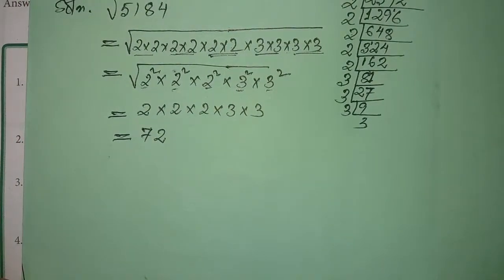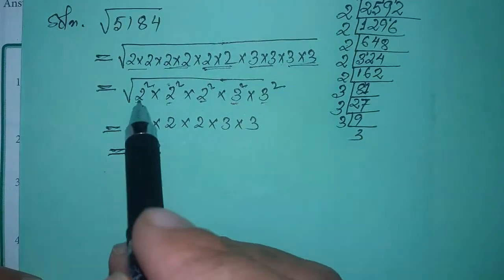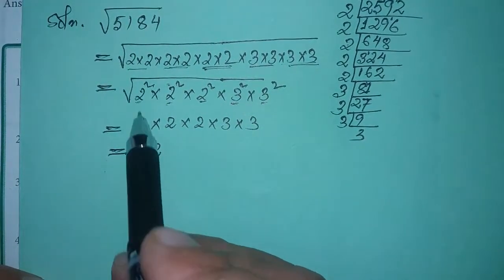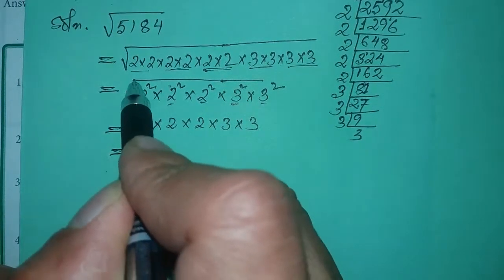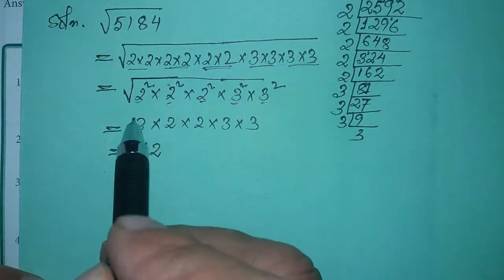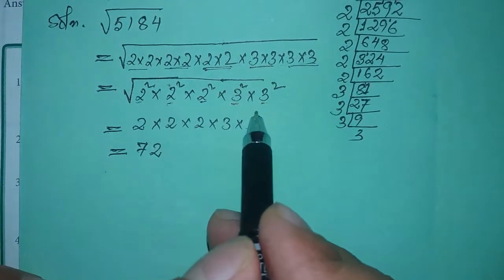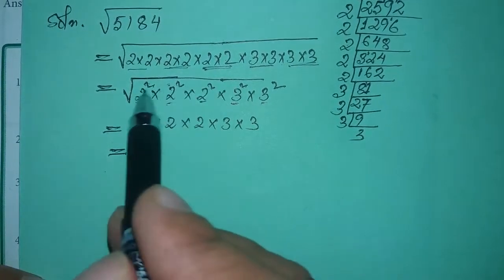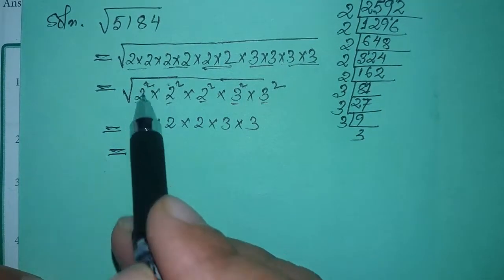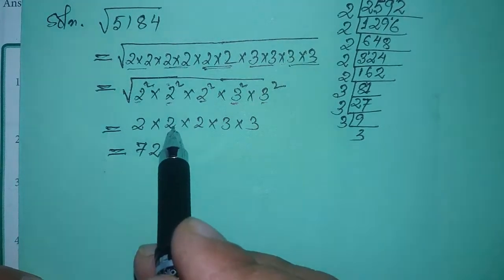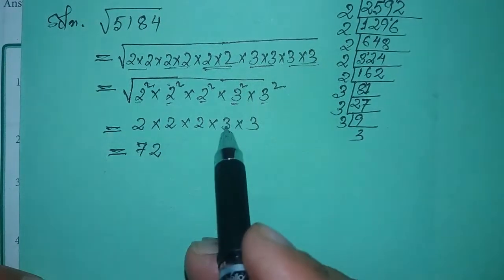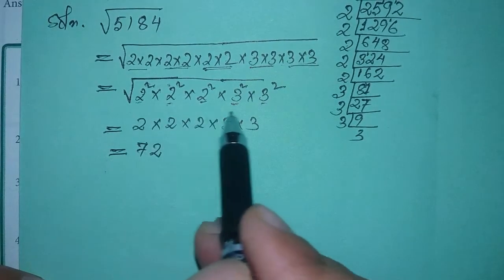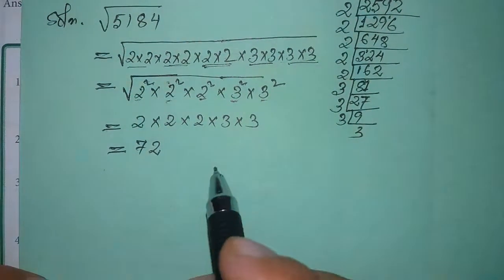So most of the students make a mistake here. While coming from this step to this step, you should not write the square root sign here again, because it's already gone with the square. So 2 square is now 2, 2 square is now 2, 2 square is now 2, 3 square is 3, 3 square is 3. So no more square root sign here.